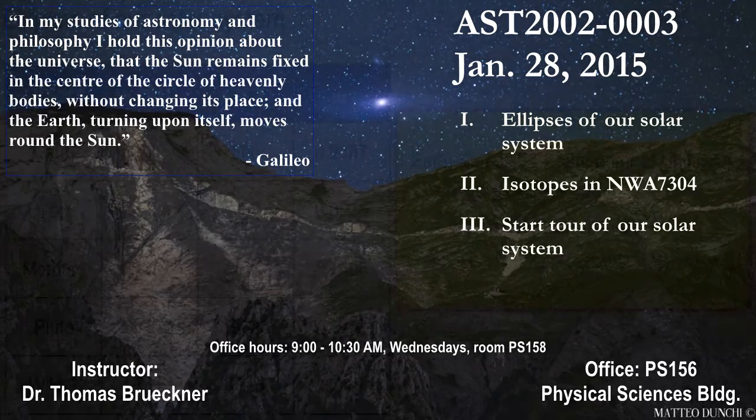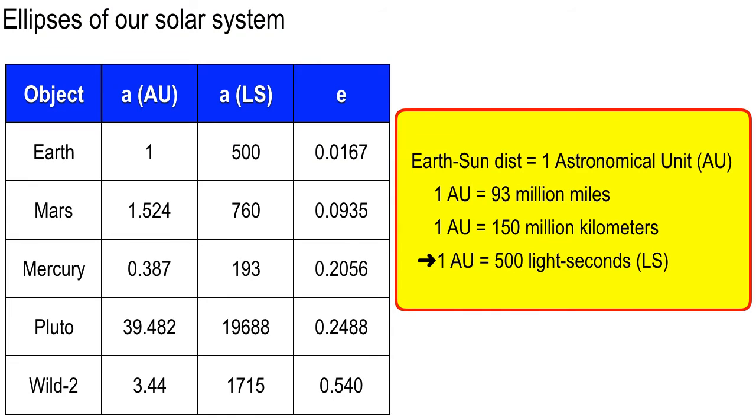Let's keep going. You better jot this table down. We're going to talk about every single orbit in this table. Earth, Mars, Mercury, Pluto, Wild 2. That's a comet. Wild 2 is a comet that we're going to study isotopes for. It's pretty sweet because it tells us quite a bit.